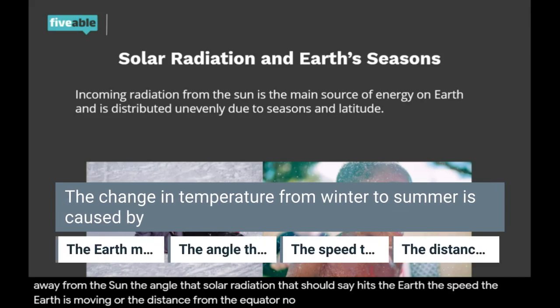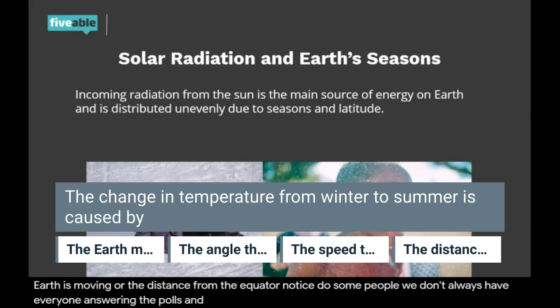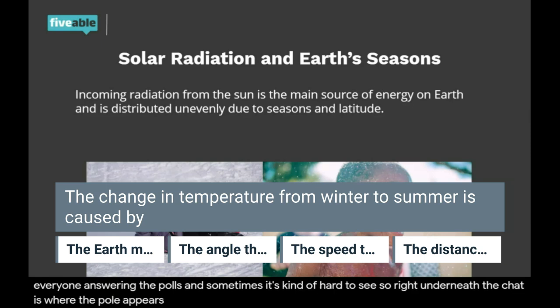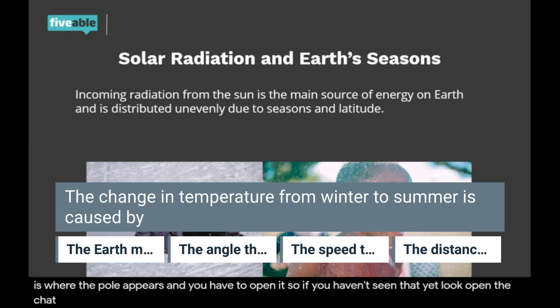Oh, and I noticed too, we don't always have everyone answering the polls, and sometimes it's kind of hard to see. So right underneath the chat is where the poll appears, and you have to open it. So if you haven't seen that yet, open the chat, and then right underneath the chat, you'll see where the poll is.